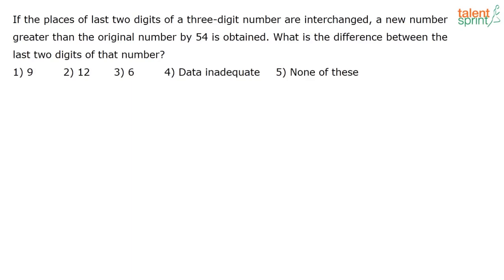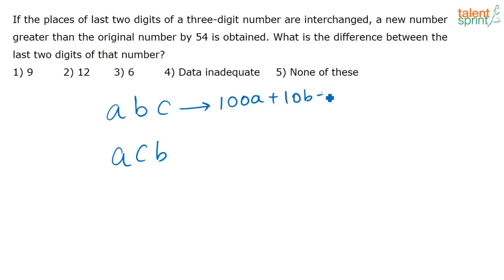As I said, the place value that we learned just now is very useful. So there is a 3-digit number. Since we don't know what the number is, we take it as ABC. If the places of the last 2 digits are interchanged, the number has become ACB. Now how do I expand this number using its place value? This is nothing but 100A plus 10B plus C, correct? That is the exact value of this number.